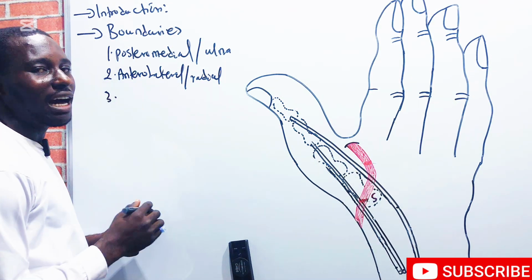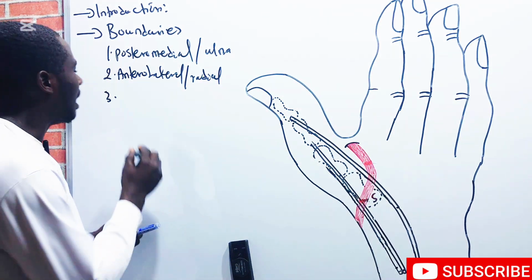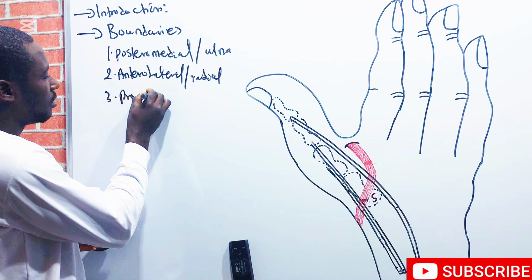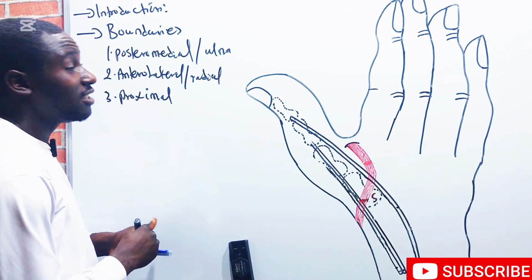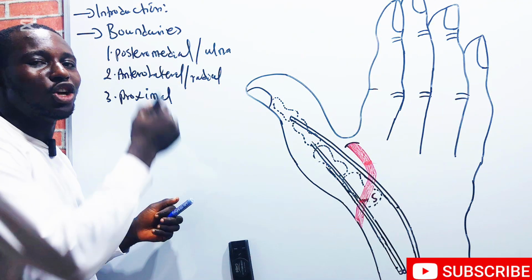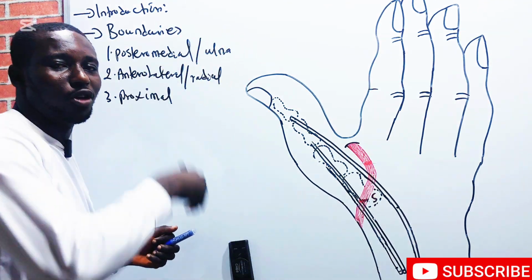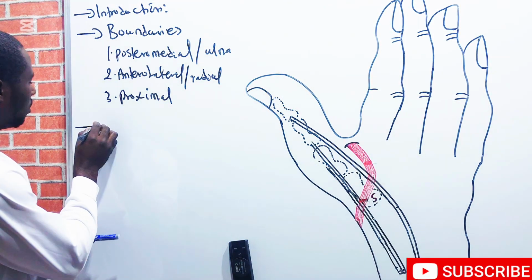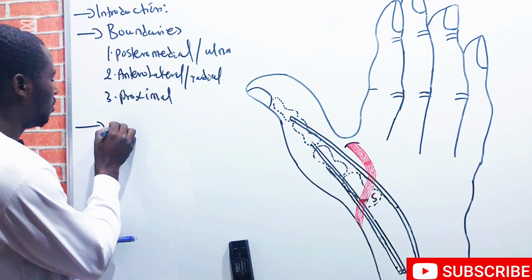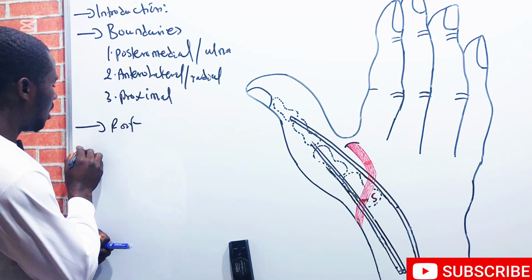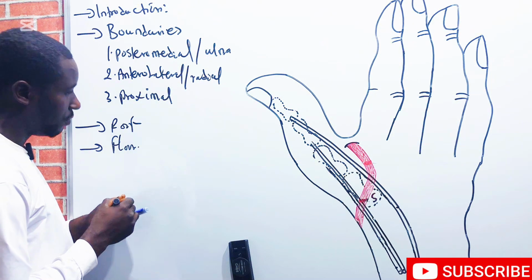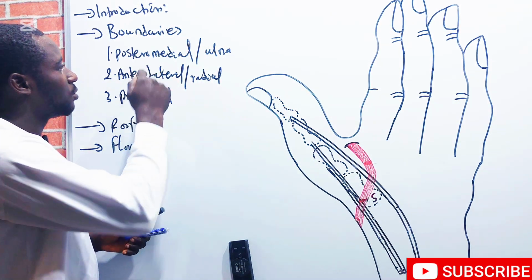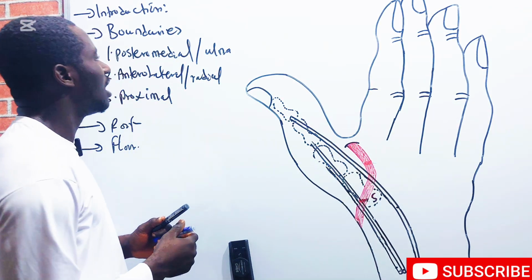Number three, it has the proximal boundary. Yes, it is a space, so it must have a roof, which is the covering, and a floor. It has a roof, and lastly, the floor. Okay, let's start with the first boundary, which is the posteromedial boundary.